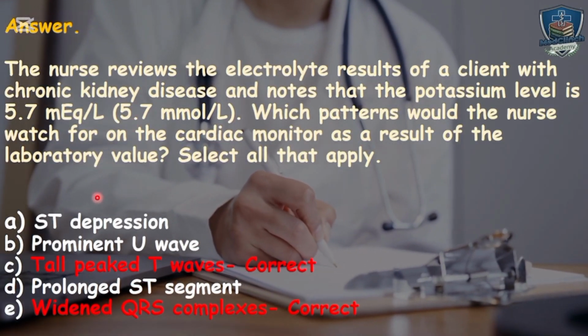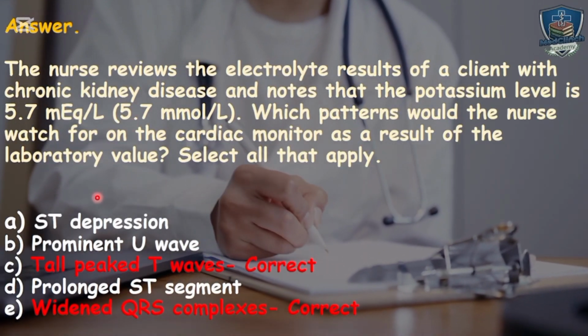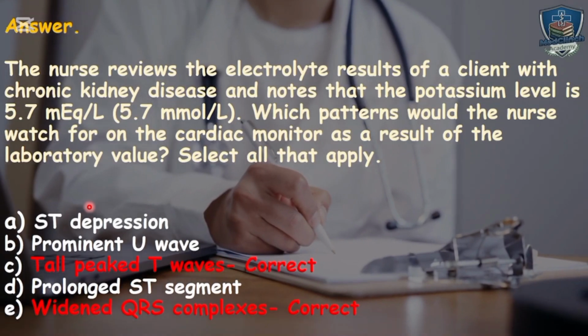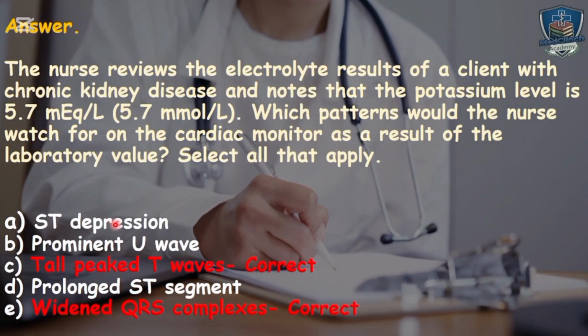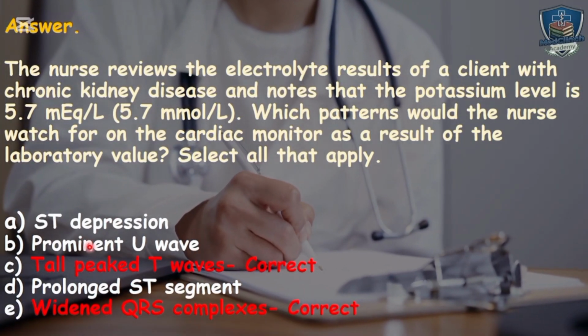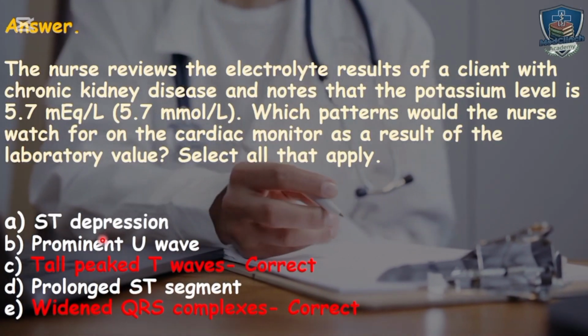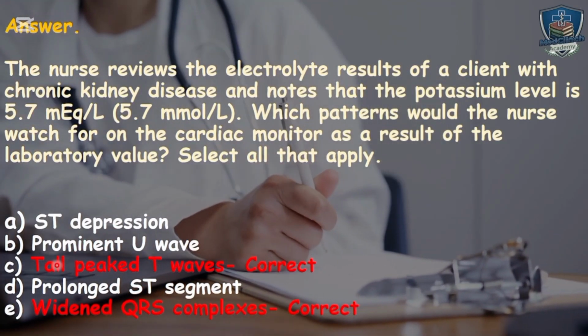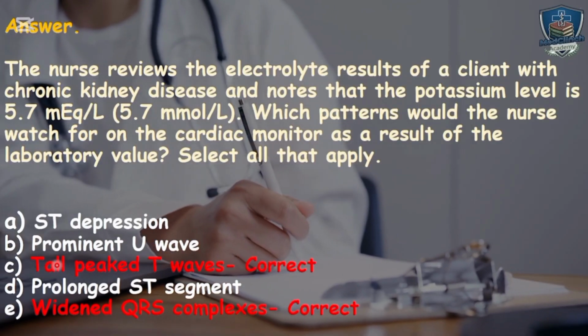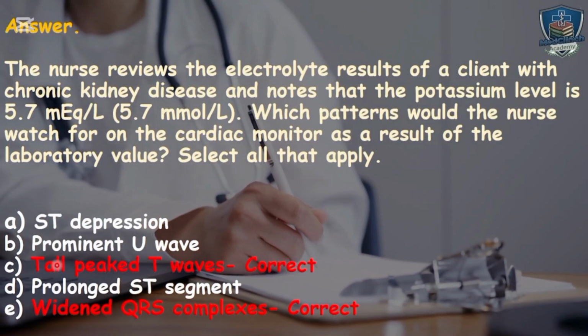In this question, our answer will be choice C and E. ST depression is always seen in hypokalemia. The same applies to prominent U wave. So these two will be seen in hypokalemia. But tall peaked T waves and wide QRS complex, we always see in hyperkalemia.